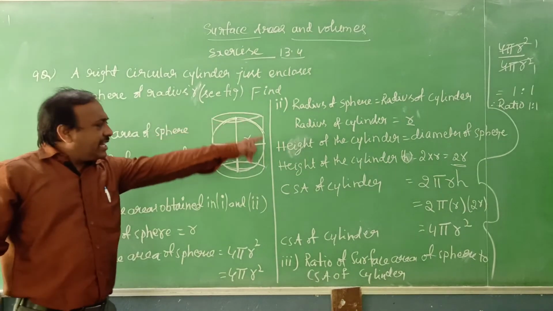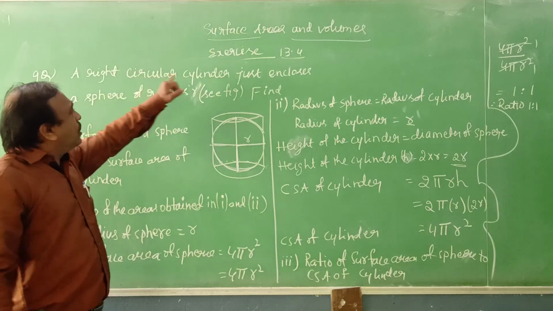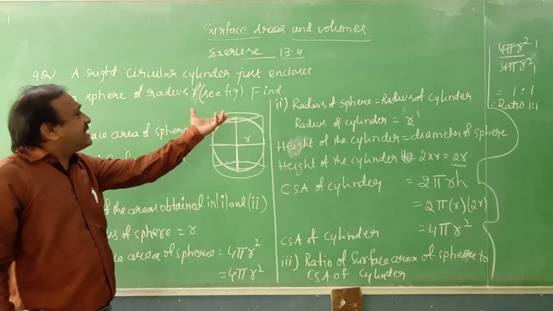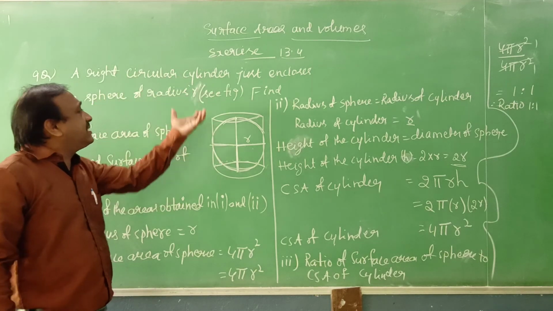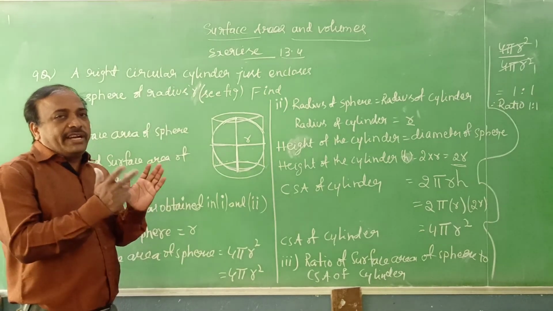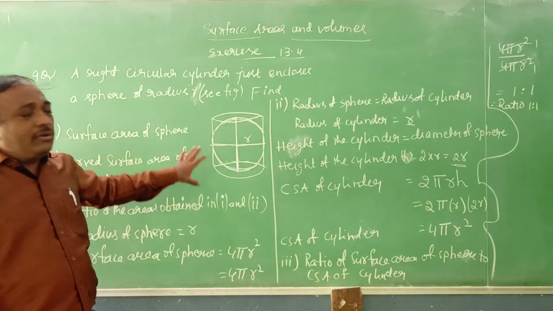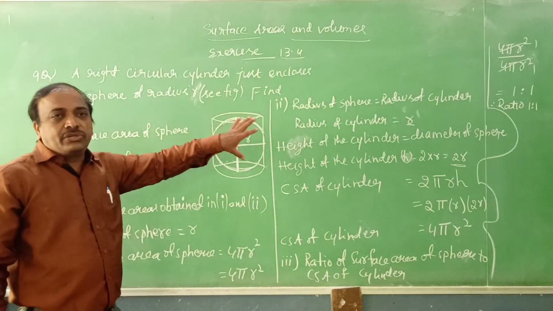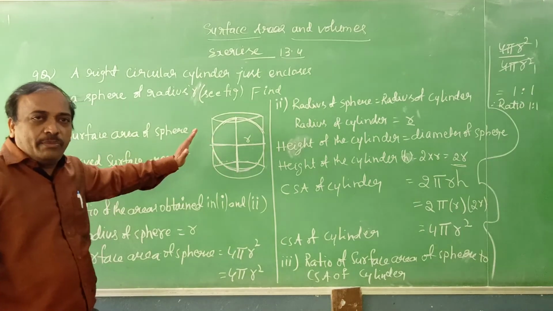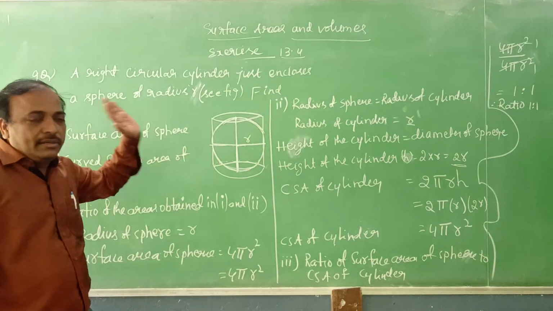So a right circular cylinder just encloses a sphere of radius r. This is how we calculate the ratio. Is it clear, children? I hope you understood what we have discussed.